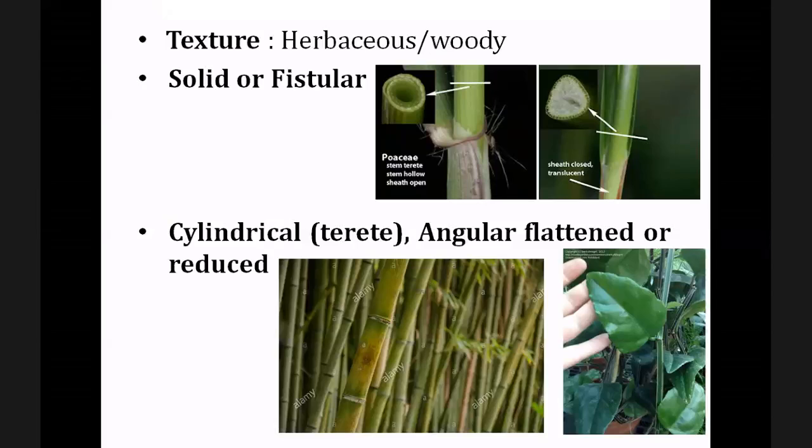Fistular stem means the internodes, the region between two nodes, are hollow. Hollow means empty; there is an empty hole present inside the stem. The internodes of the plant are hollow, so we call that plant a fistular stem plant.